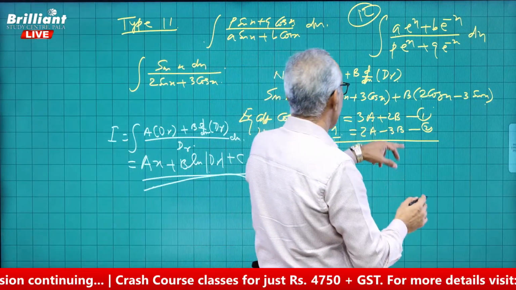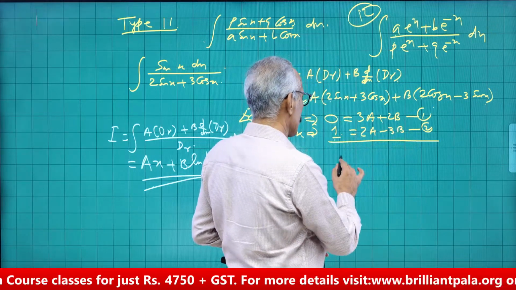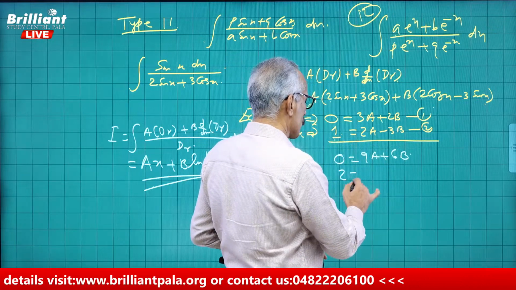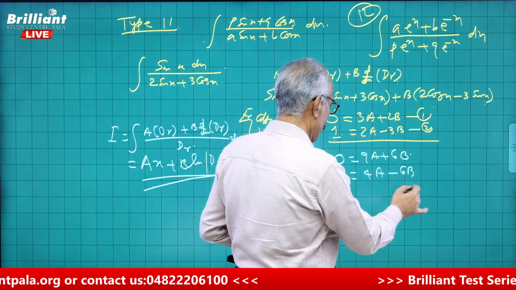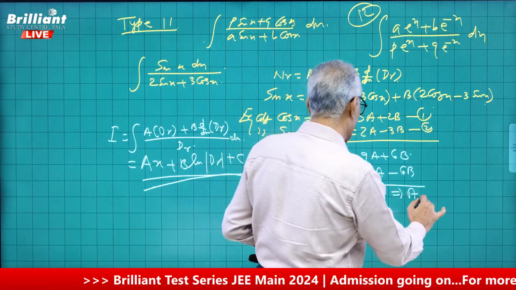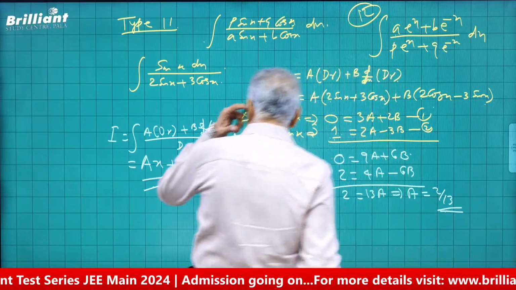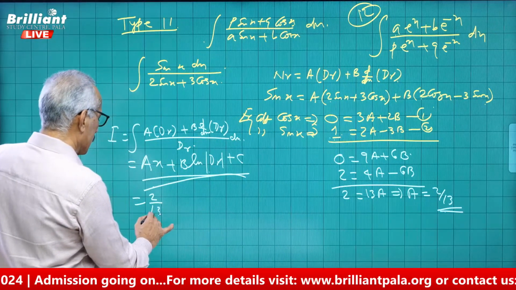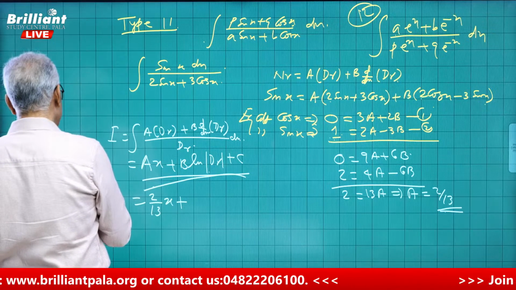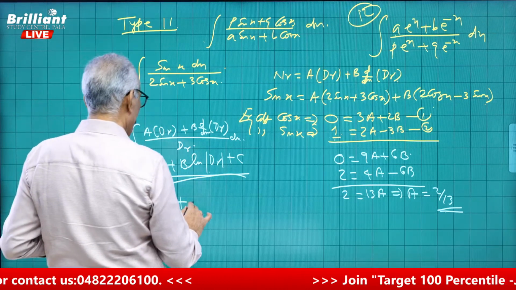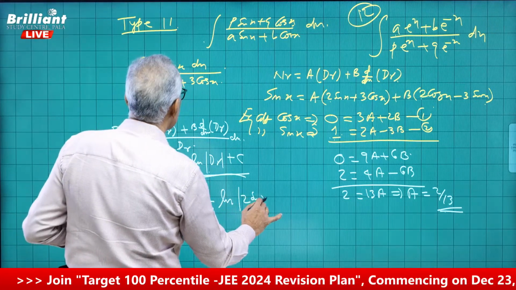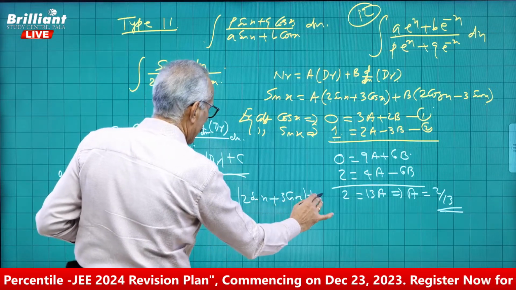So, how do we solve this one? We will multiply the first equation by 3, second equation. 0 equal to 9a plus 6b. And here this will be 2 is equal to 4a minus 6b. We add: 2 is equal to 13a. Therefore, your a is equal to 2 by 13. Well, so this will be equal to 2 divided by 13x plus b you have to calculate, that is minus 3. So, minus 3 divided by 13 logarithm of 2 sin x plus 3 cos x plus c.